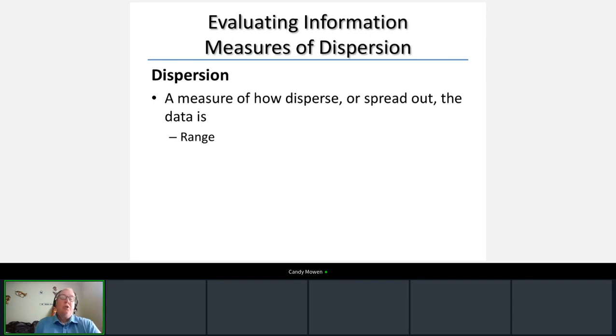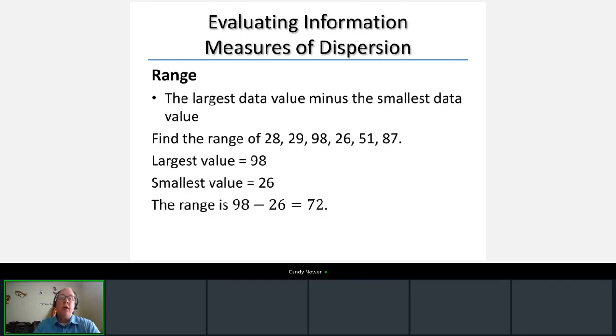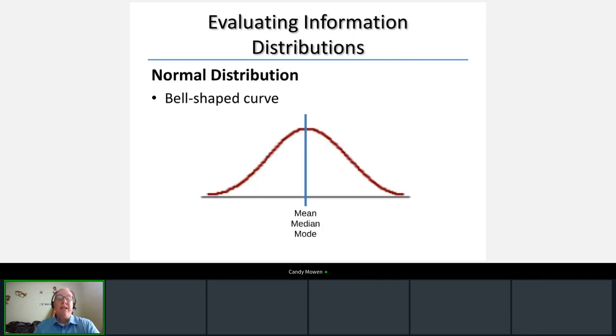Dispersion: a measure of how dispersed or spread out the data is. This is the range, one of the measures of dispersion. You take the largest data value minus the smallest data value in a set of data. Here, find the range. The largest is 98, the smallest is 26. We subtract, and the range is 72 in this group of data. That's finding your range.